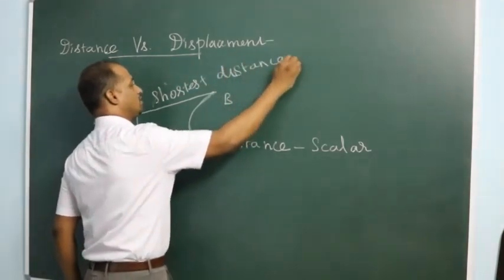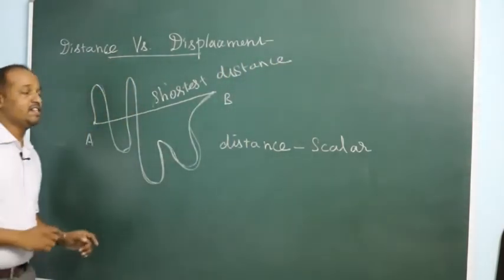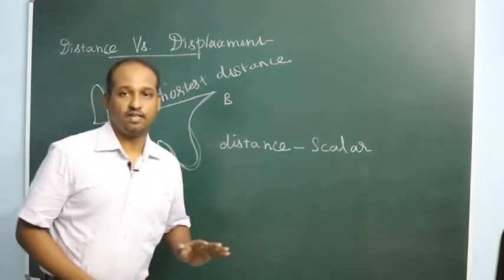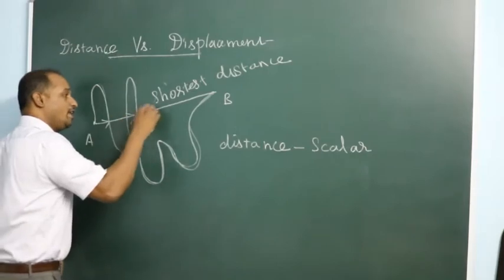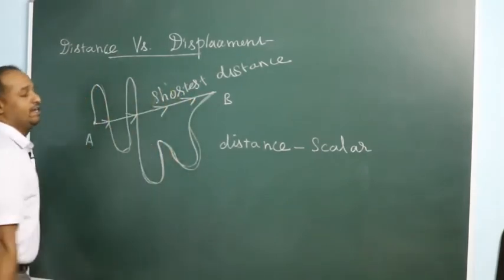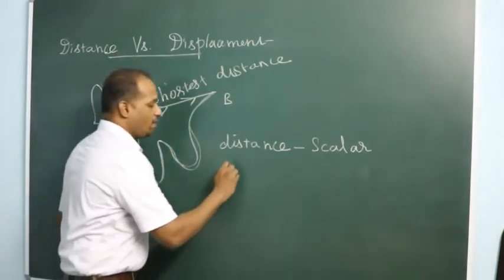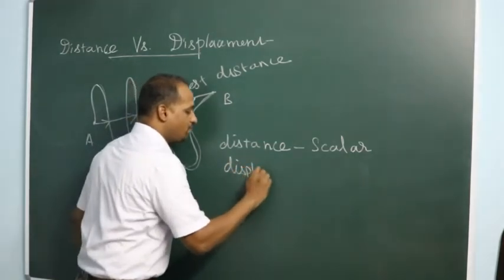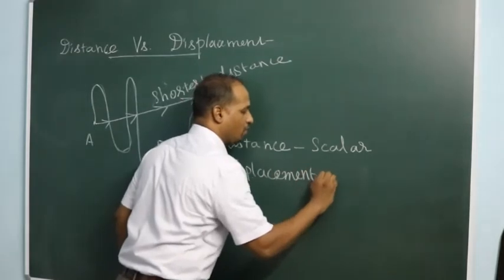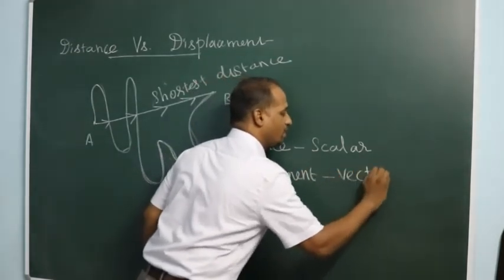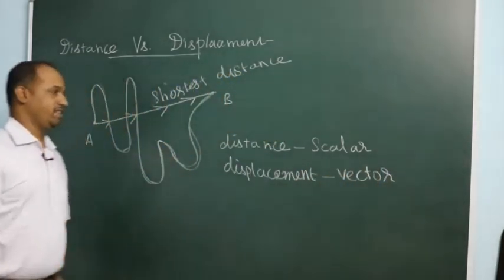Shortest distance. So the shortest distance is now displacement. The shortest distance from the initial point to the final point is called displacement. So displacement is a vector. That means that it has got direction with it.